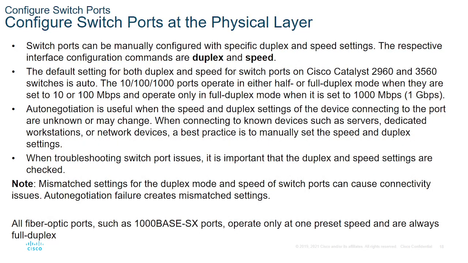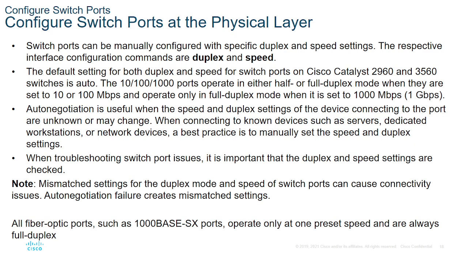Switch ports can be manually configured with specific duplex and speed settings. The respective interface configuration commands are duplex and speed. The default setting for both duplex and speed on switch ports on a Cisco 2960 Catalyst and 3650 is auto. The 10, 100, and 1000 ports operate either in half or full duplex mode. When set to 10 or 100, they can operate in half or full duplex, while at 1000 Mbps they operate only in full duplex mode.